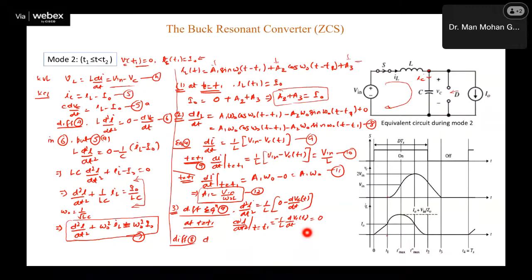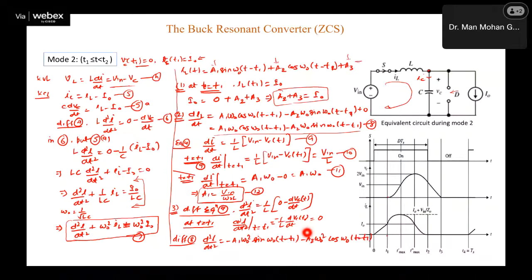then this will be d2IL upon dt2 equal to minus A1 omega naught square sine omega naught (T minus T1). We are differentiating this equation. Minus A2 omega naught square cos omega naught (T minus T1), right?